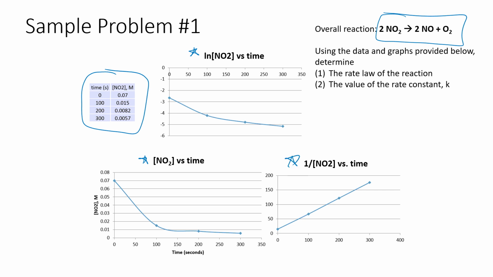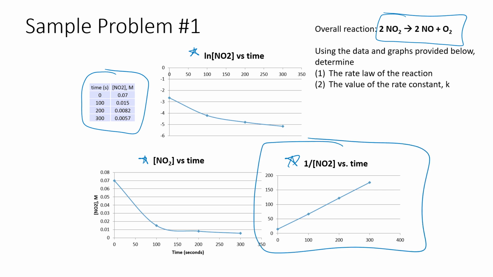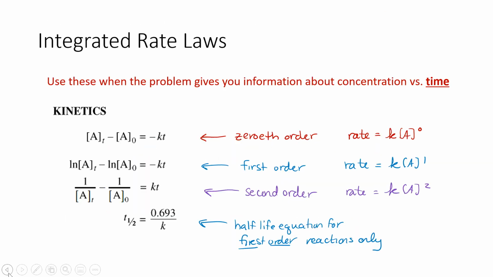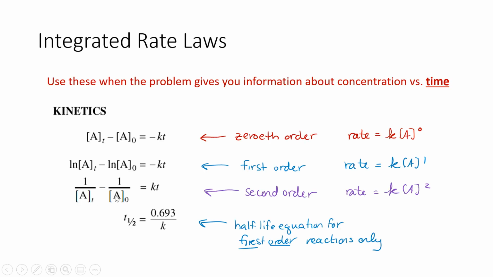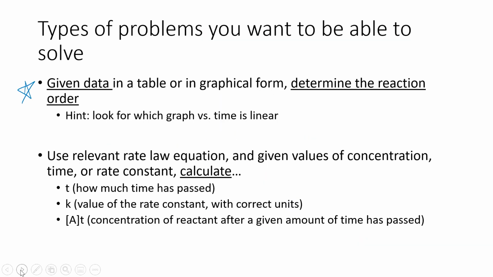What we should notice is that when we look at these 3 graphs, only one of them is going to be linear. And it looks like this graph right here is the linear one. Let's look back and remind ourselves what that means. If the inverse of concentration versus time is linear, that means it is a second order reaction. This equation has the inverse, so if this relationship is linear, then it's second order.